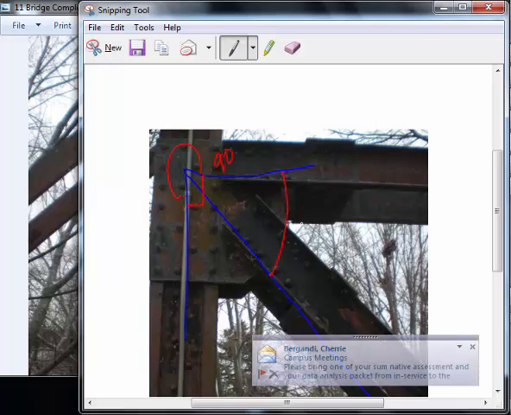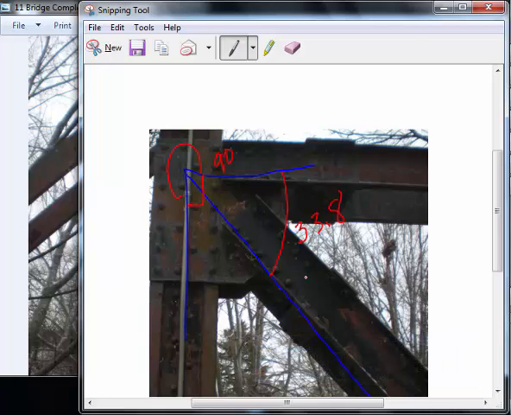So this part here is 90 degrees, and if this is 33.8, then the other part over here, we're going to subtract that from 90, and we get 56.2. Next one.